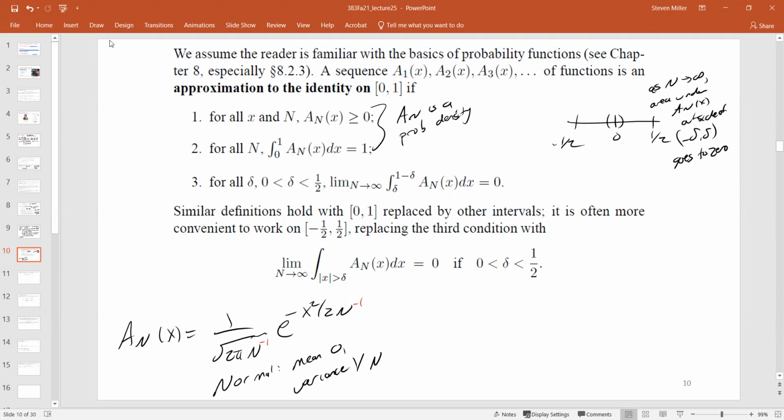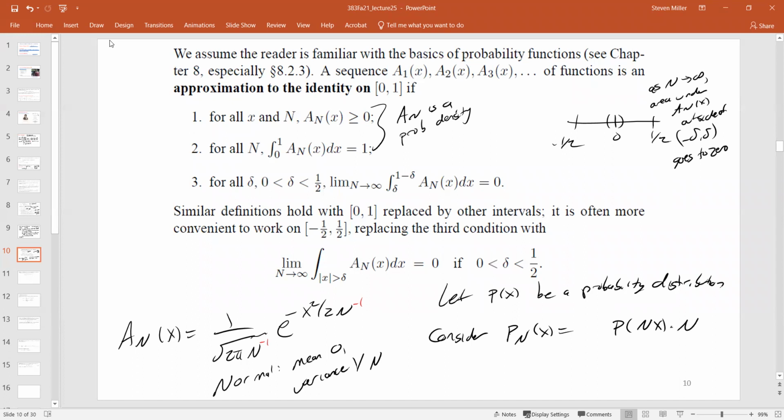So maybe let P(x) be a probability distribution. Consider P_n(x) equal P(nx) times n. Is this going to be non-negative? Yeah, P was non-negative, so this is going to be non-negative. Will it integrate to 1? Yeah, just change variables, let u equal n times x. So this will still integrate to 1.